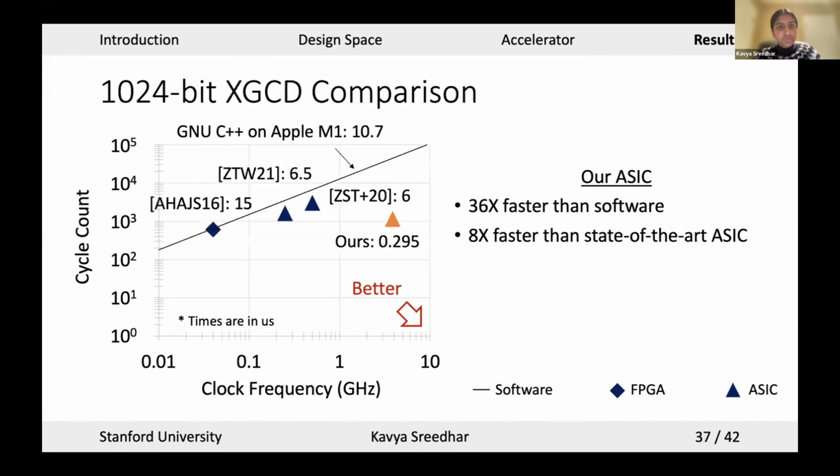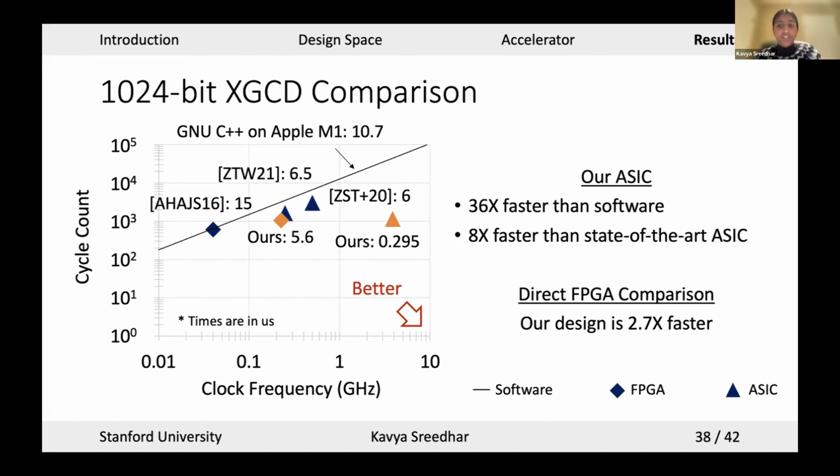On the 1024-bit side, we saw that our work is 36 times faster than software and 8 times faster than the state-of-the-art ASIC, accounting for technology scaling. So we scaled both their work and our work down to 16 nanometers for a fair comparison. And again, for the direct FPGA comparison, where we put our design on the same FPGA as prior work, we found that our design is 2.7 times faster.